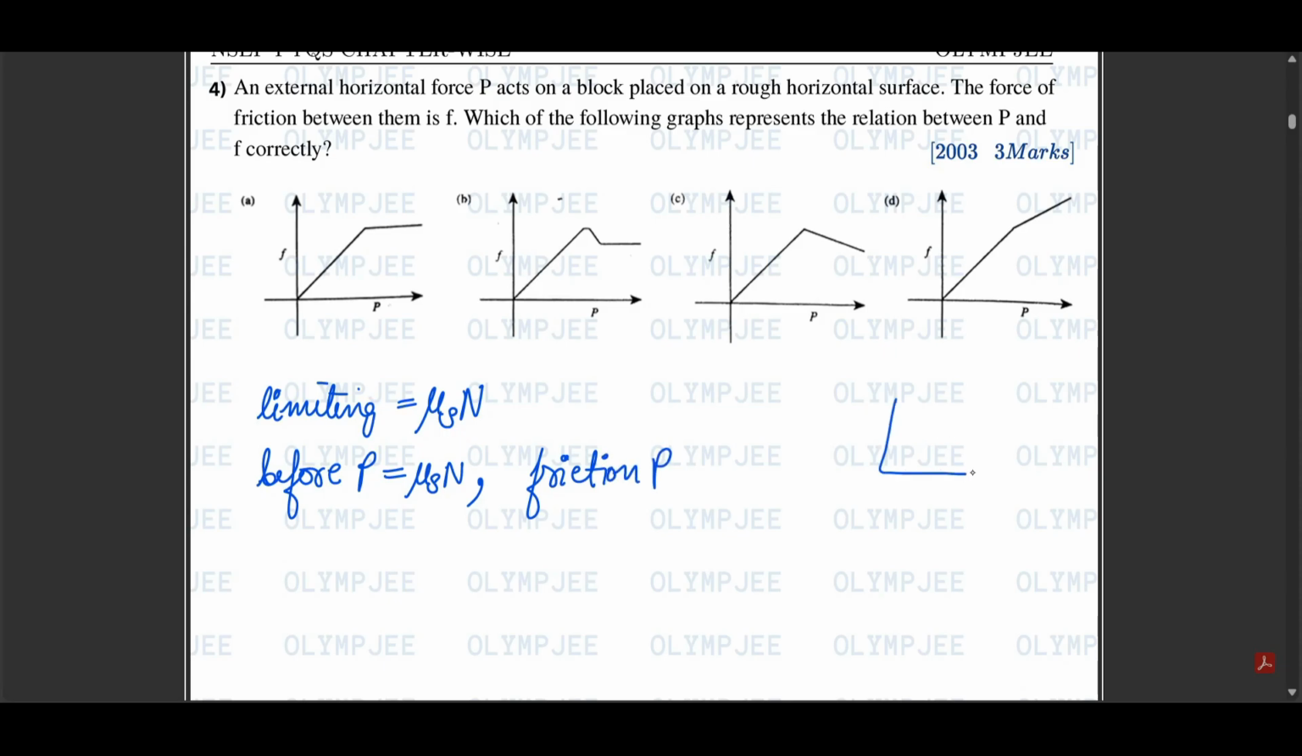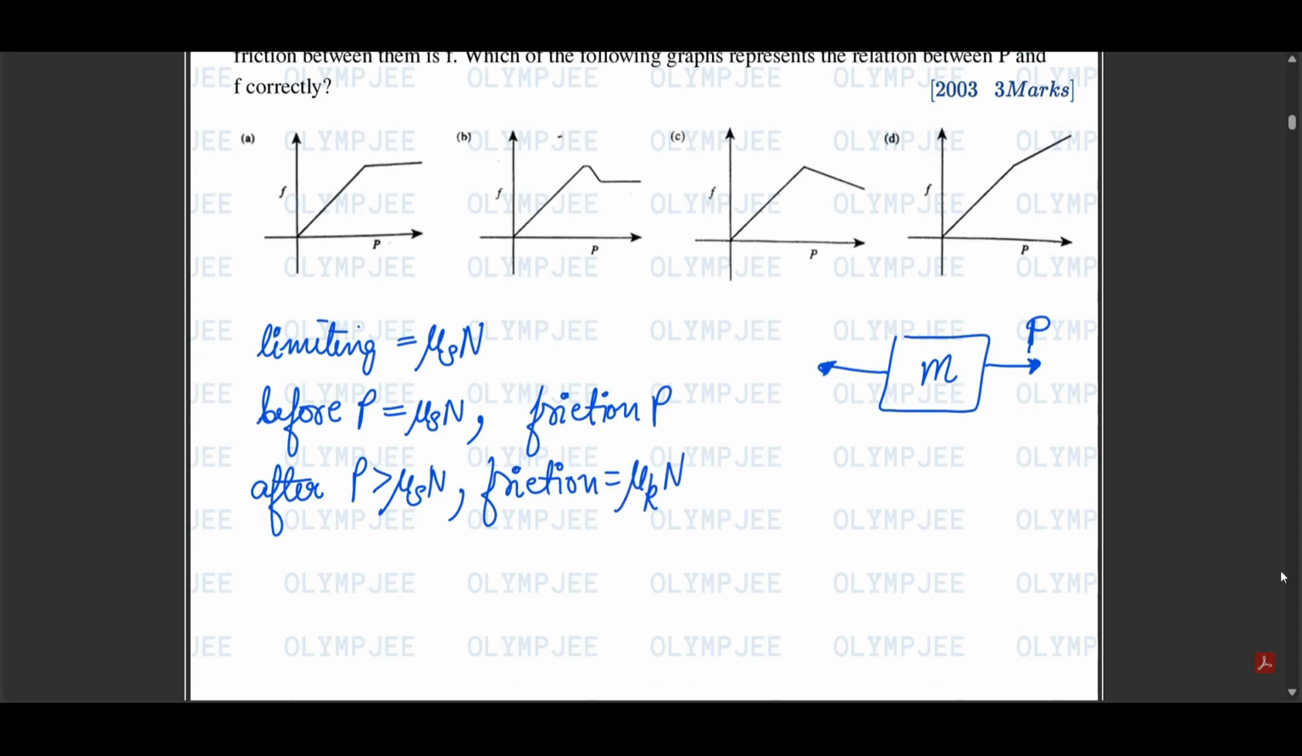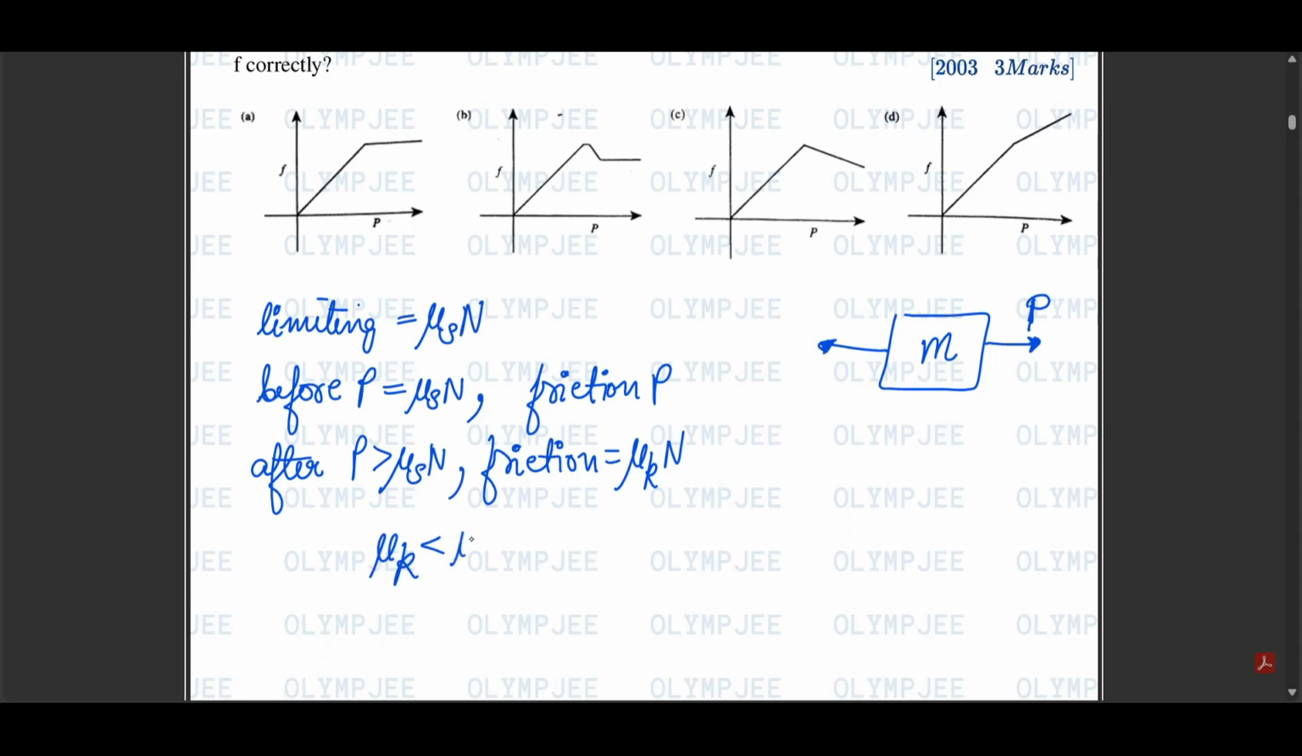Let me explain this. If this is a block of mass m and it is being pulled by a variable force P, so the friction must be equal to this P till the maximum value, because if friction is more than this P, then this mass will start moving backwards magically. That is not possible. So the friction must be equal to P till P becomes mu s N, and after it becomes mu s N, friction will be equal to mu k multiplied by N, and we know that mu k is less than mu s, so there will be a jump.